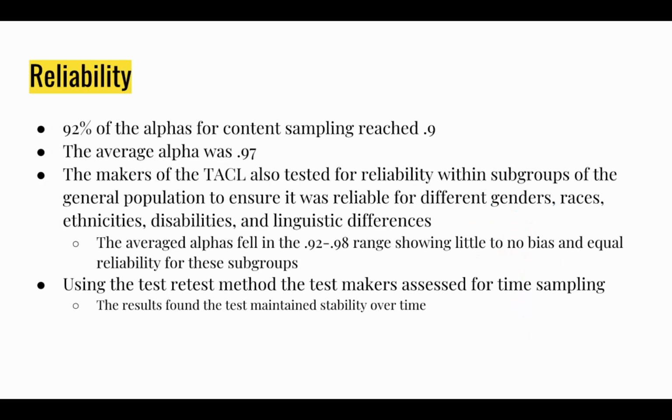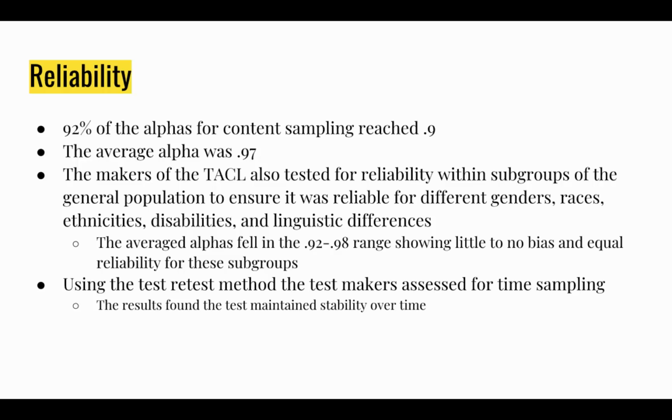We also looked at reliability. This was based off of Cronbach's coefficient alpha. The criterion for acceptable reliability is 0.8, and for the TACL, the average alpha was 0.97, and 92% of them reached 0.9. So as we can see, they reach an acceptable range.